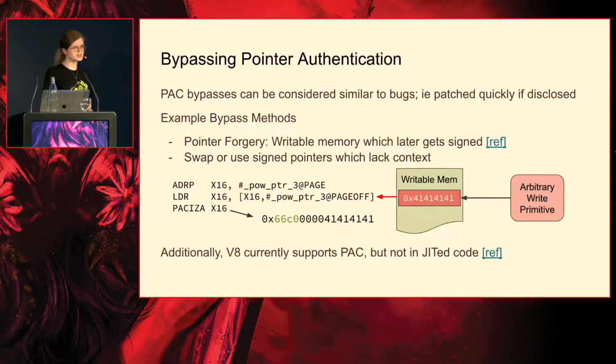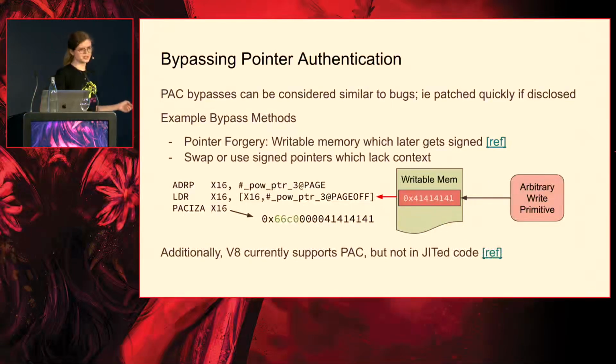And there is at least one example of this in WebKit, and you can get some more information on the ref that's linked there. But this is what it looked like. It was loading this pow function that would then be used by the JIT, so that if you're calling Math.pow later on, it would load this pointer from this writable page of memory, run our PAC function and sign it. But of course, if we have arbitrary write, we can overwrite that pointer and have it sign something arbitrary instead and use that.